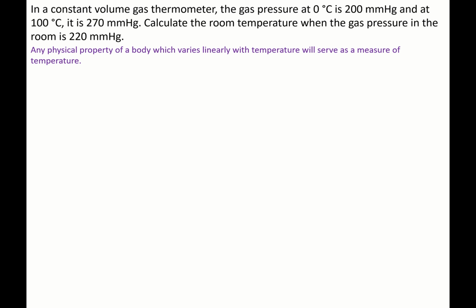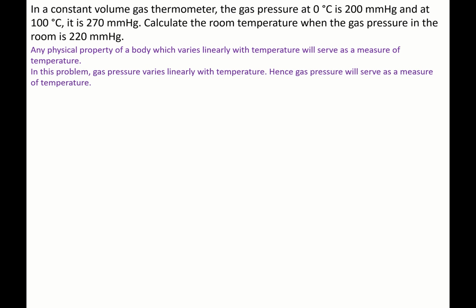So in this question here, we are given that in a constant volume gas thermometer, the gas pressure at 0 degrees Celsius is 200 mmHg. So the first line itself already tells you that we're going to use gas pressure to measure temperature. So the physical property of the body in this question is actually the gas pressure. And since the physical property varies linearly, we can assume that the gas pressure varies linearly with temperature. So gas pressure in this context will serve as a measure of temperature.